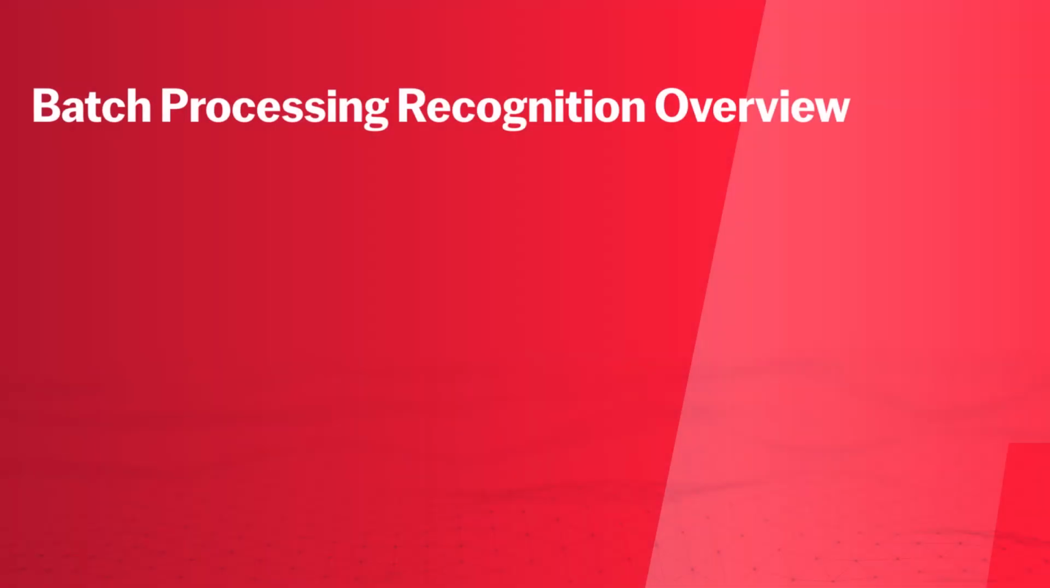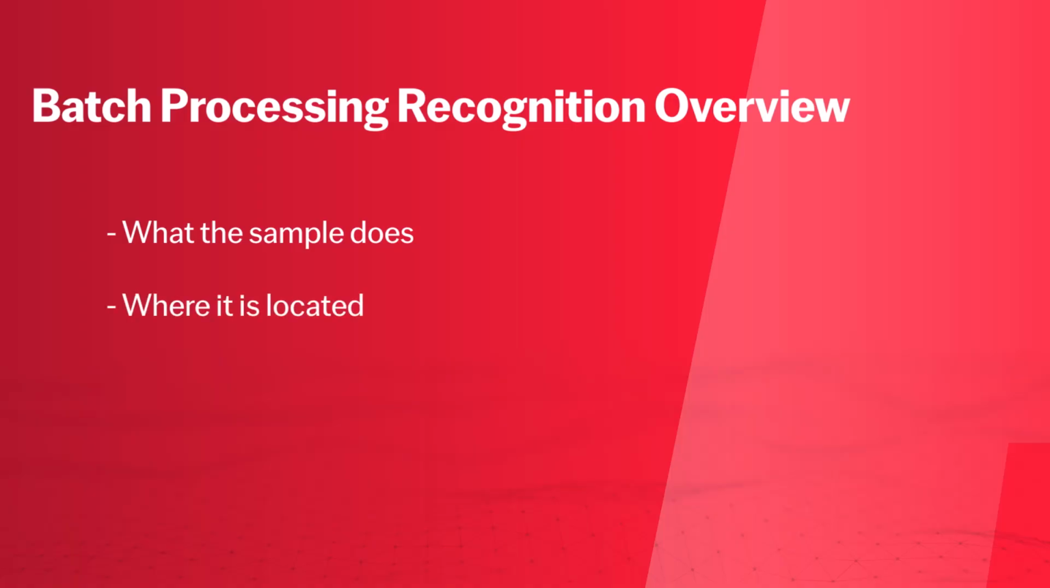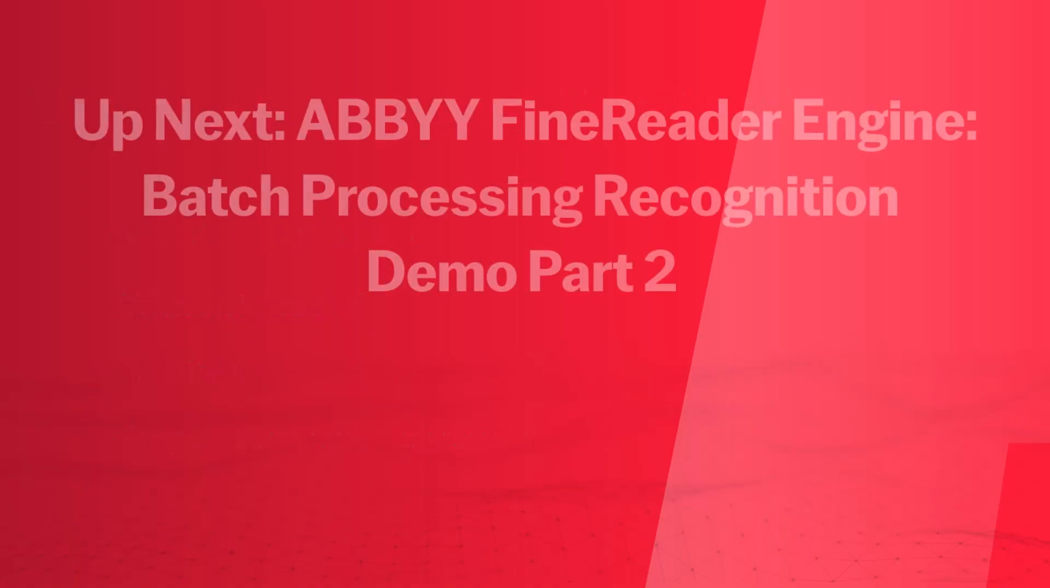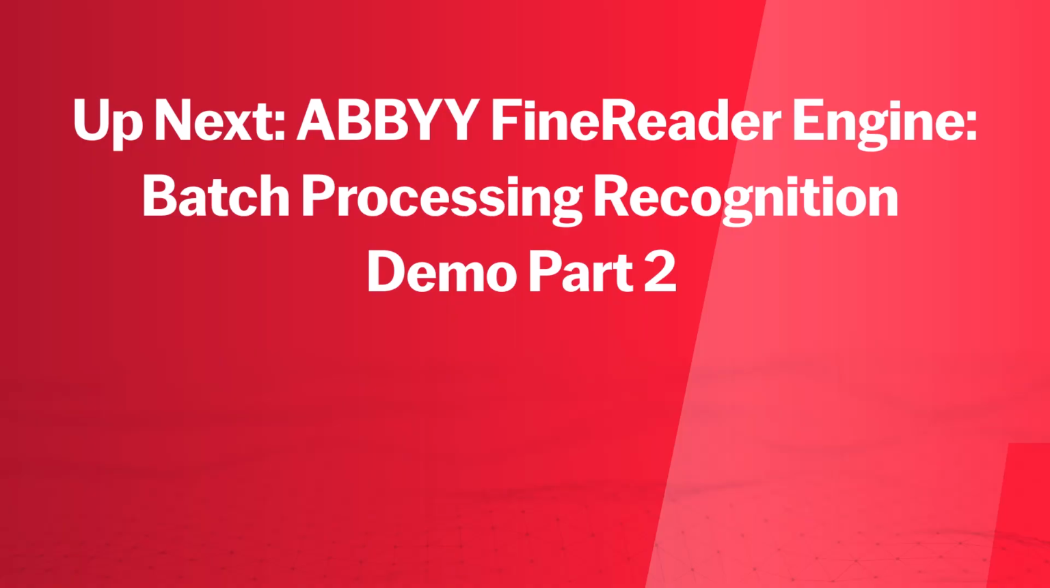In this first video, we've seen what the batch processing recognition sample does in practice, where the project is located, how to run it, how to configure the demo, and how results compare between sequential and multi-core processing. In the next video, we'll move from the user interface to the implementation and walk through the code behind the sample step by step.